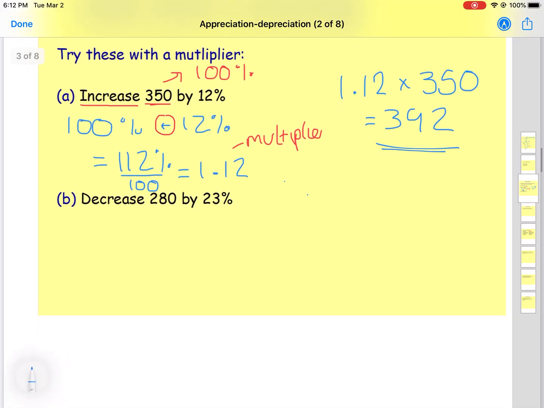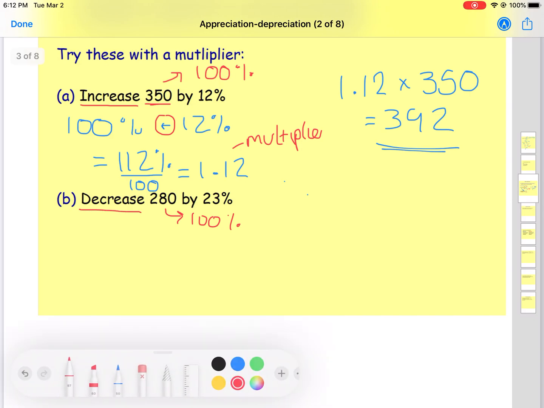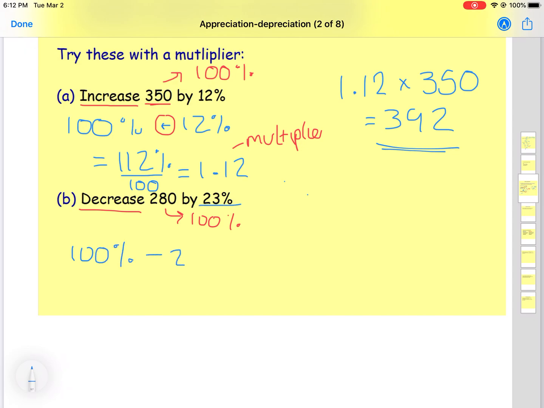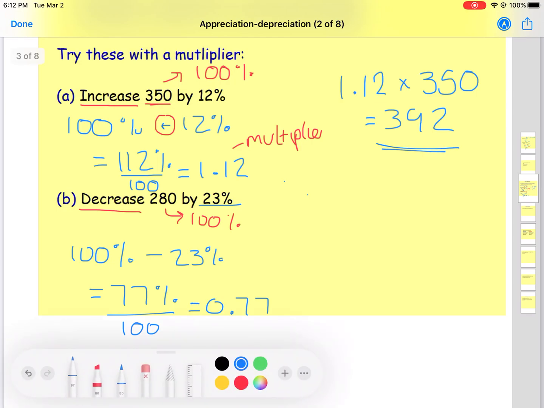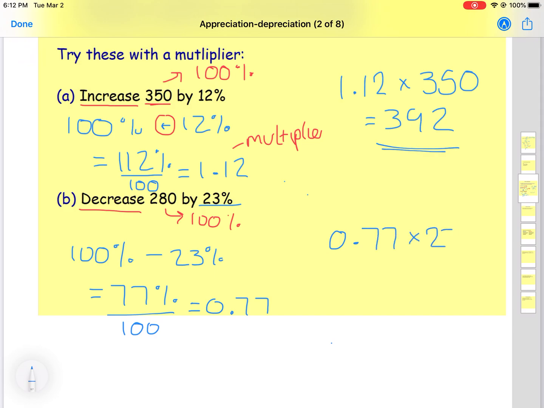A similar process is applied when decreasing by the percentage. So in this case we assume that the 280 is our 100%. We are decreasing, so we're going to have to do then 100% take away the 23% within the question. That gives us 77%. Divide that by 100 to create a decimal, which we will use as the multiplier. So that decimal comes out as 0.77. We take 0.77 and multiply it by the 280.